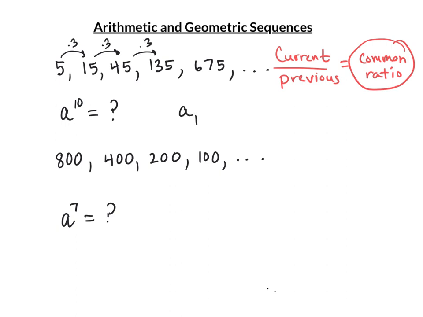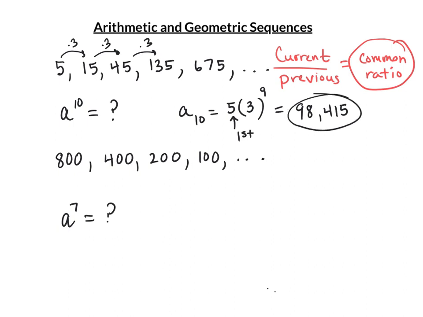To get the 10th term then, we would start at 5. Every time we move one spot, we multiply by 3. Because I'm starting at the first term, to get to the 10th term, I only have to move 9 places in the sequence. 9 places from the first term gets me to the 10th term. This is going to be a large number. 98,415 is what we get.